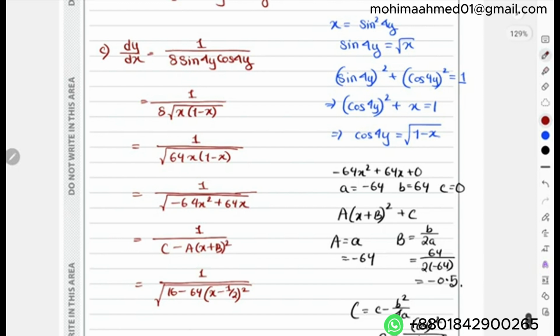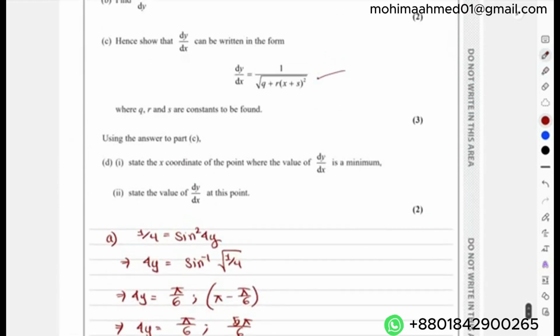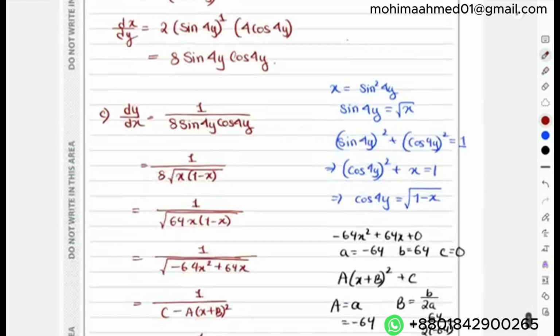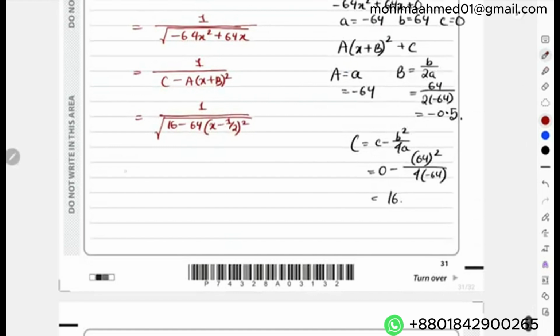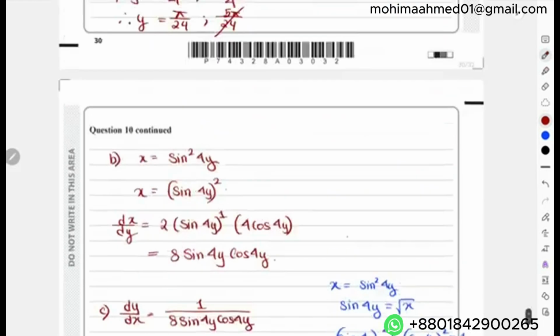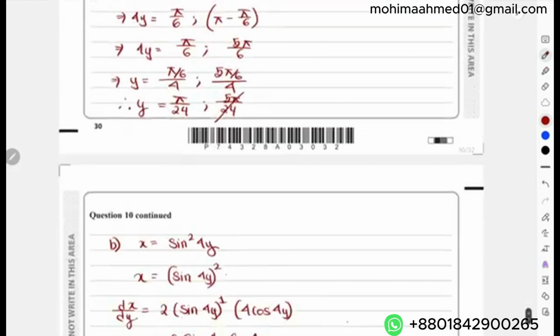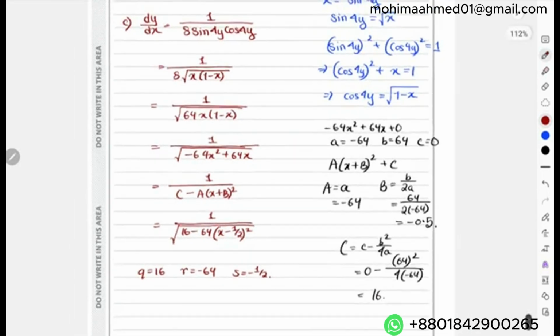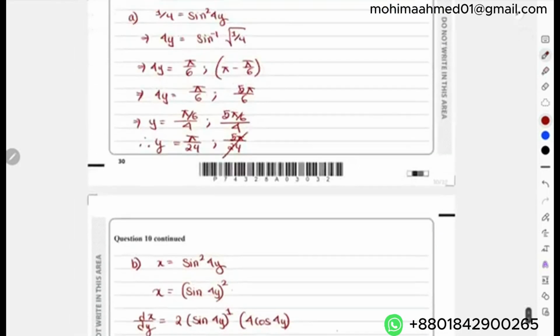So yeah, from this part we can understand that Q is going to be 16, R is going to be like 64 and all, right? If I just go back to your state, yeah, Q is 16, R is minus 64 and S is minus half, right? So you can just write, I forgot again, QRS, okay. So Q is 16, R is minus 64, S is minus half. Right. So yeah, this is it for question C.